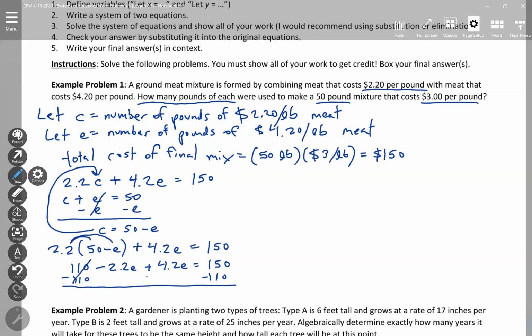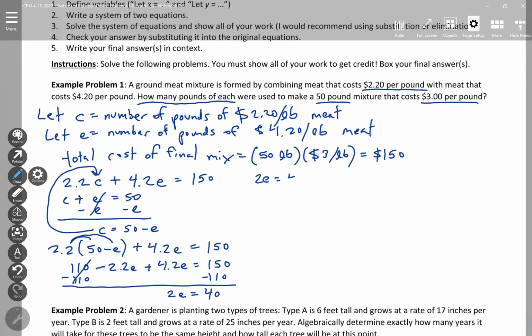And negative 2.2e plus 4.2e, well, let's think. 4.2 minus 2.2 is just 2, so this is actually just 2e. And 150 minus 110 is 40. So let's bring that up here. So we have 2e equals 40.